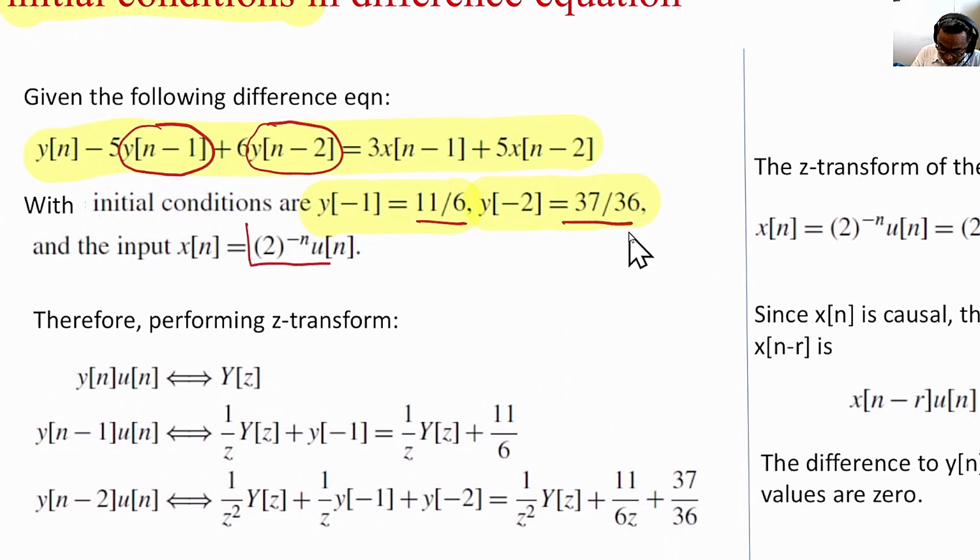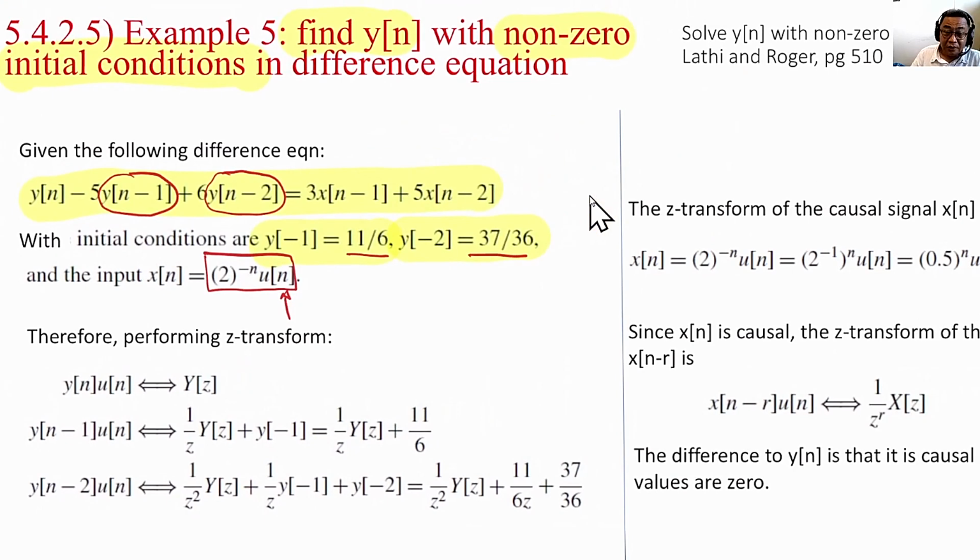The input is a causal signal, 2 to the power of minus n. So the difference between this example and the previous example is the initial conditions given to us. We must take this into account when we are solving to find y[n] using the z transform.